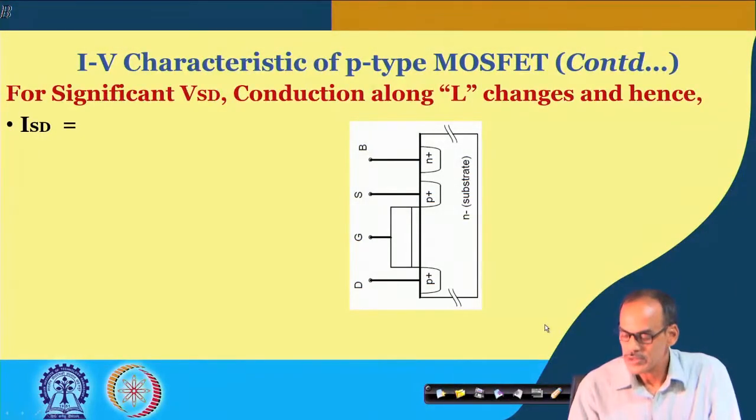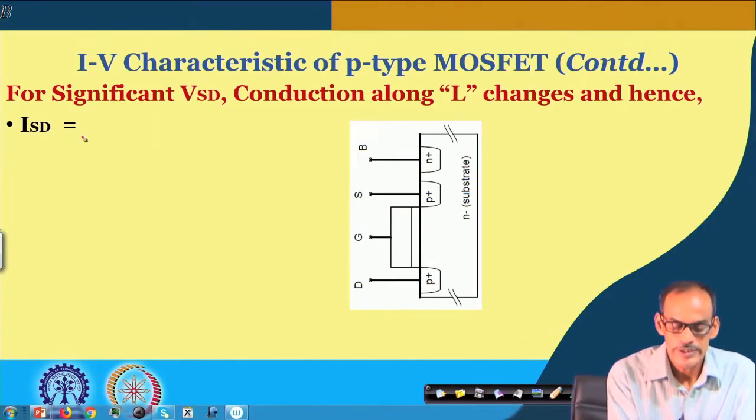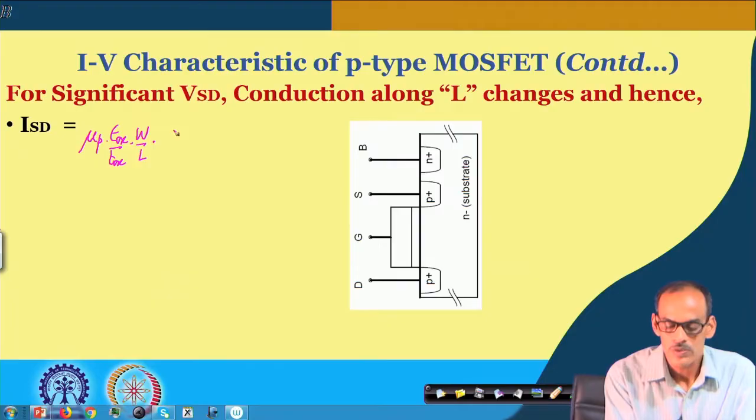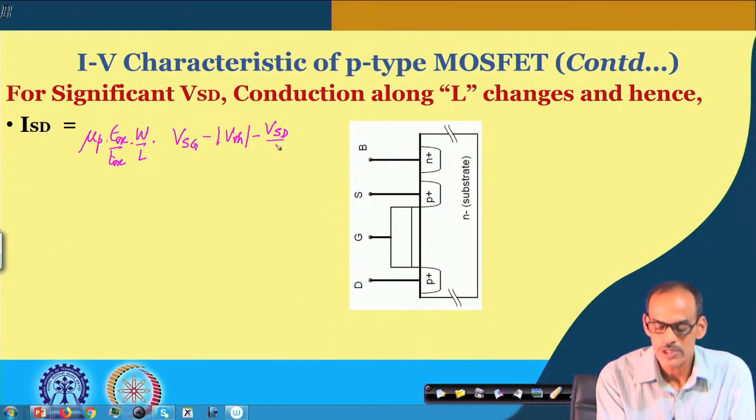So, for significant VSD, what we are expecting there is the expression of the current: mu p into epsilon ox divided by T ox into W by L into VSG minus threshold voltage minus VSD, similar to the NMOS device, multiplied by VSD.